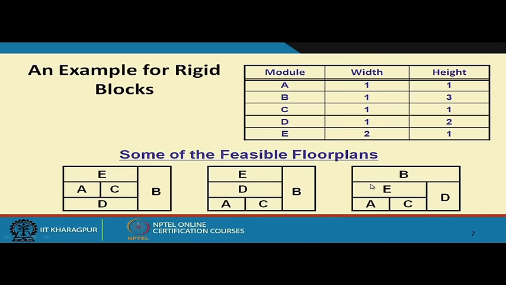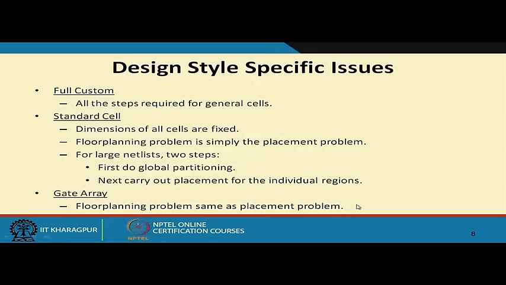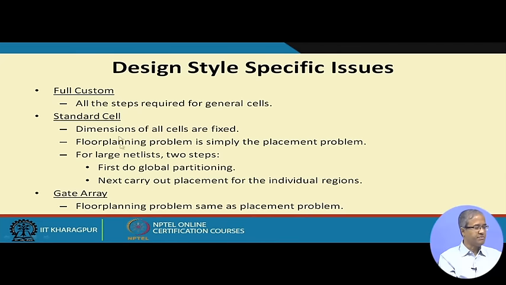So, the point that arises here is that once you have many floor plans for a given problem, you should have a mechanism to determine which of these is better than the other. You will have to choose the best floor plan among all the alternatives. Okay? This is something we have to do. Now, coming to the design style specific issues, let us have a quick look at this.